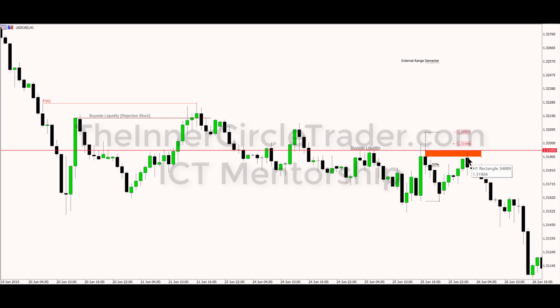So the point in all this is there's no real magic to using this long wicked candle here. Just because it's a long wicked candle, you can't say, well, that's a doji or that's a pin bar, so therefore I'm going to be a buyer based on this, because look what happens. It doesn't do anything for you.